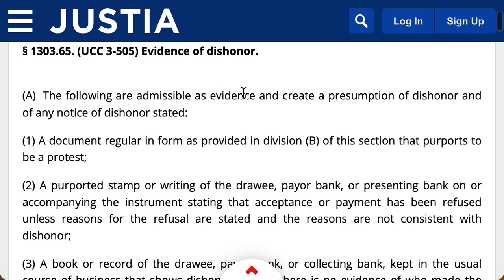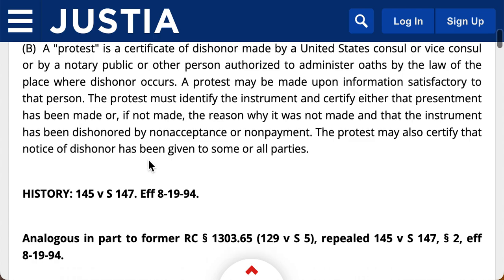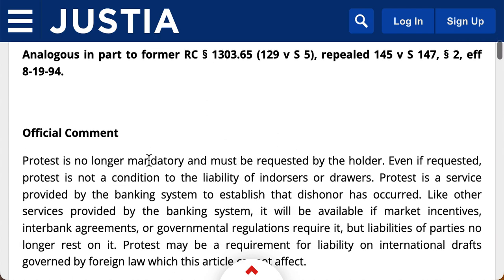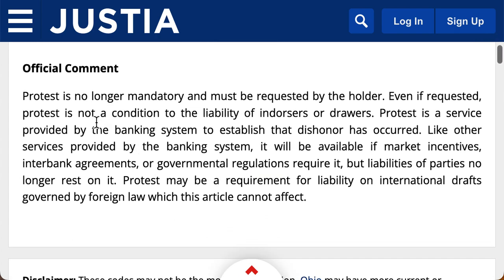The following is admissible as evidence and creates the presumption of dishonor. We're talking about evidence again. A document in regular form provided in Division B of this section, which purports to be a protest. There's no need to go through this because it says the exact same thing as the Uniform Commercial Code.